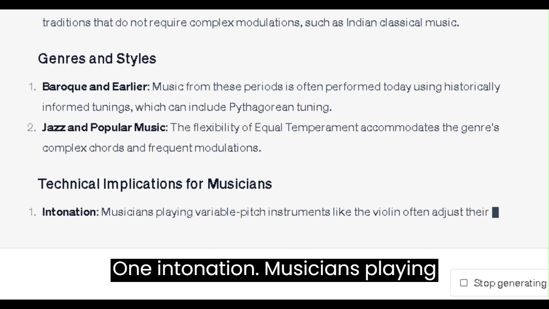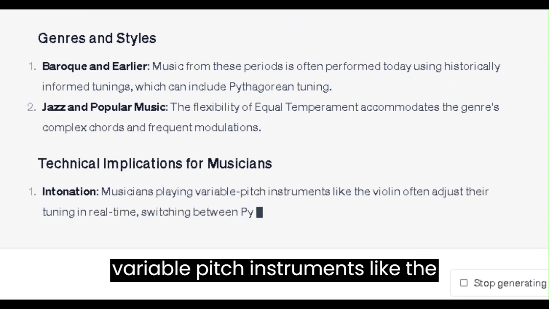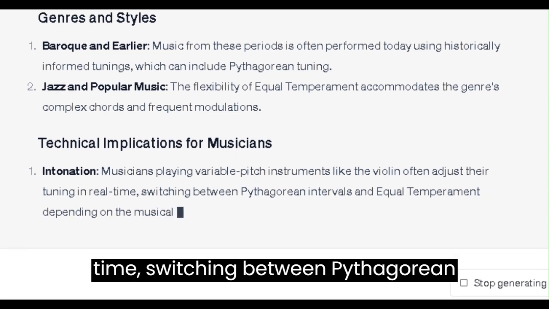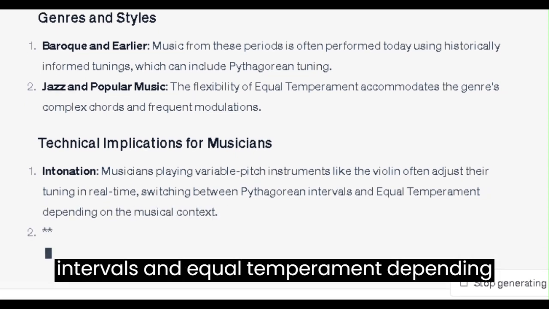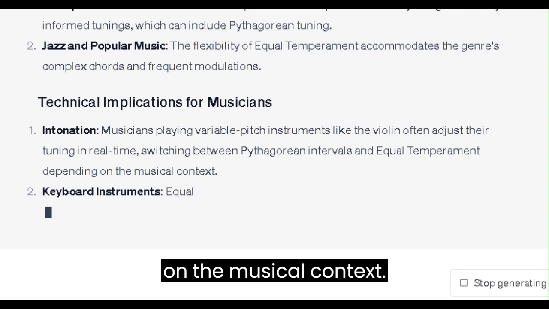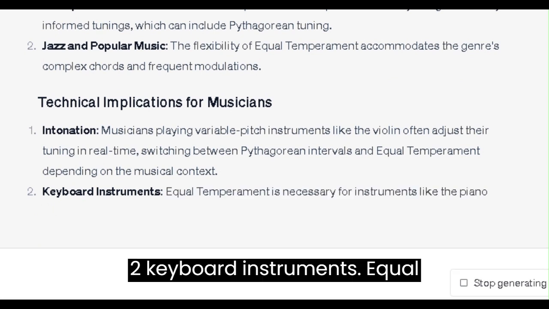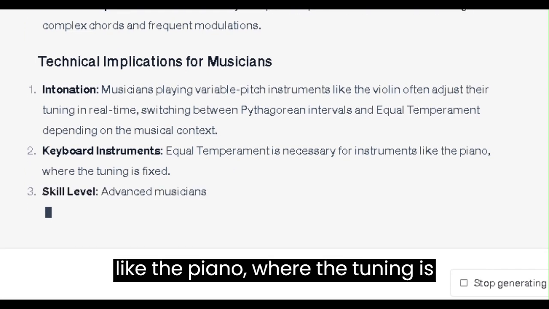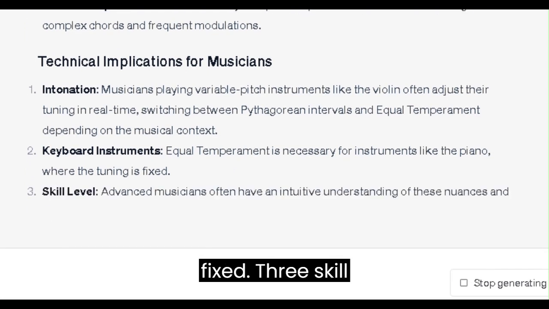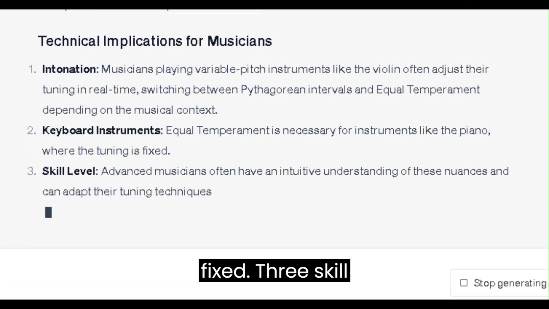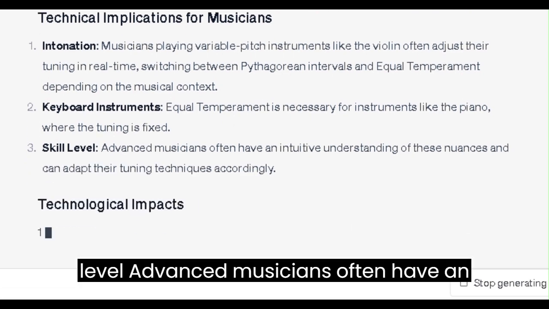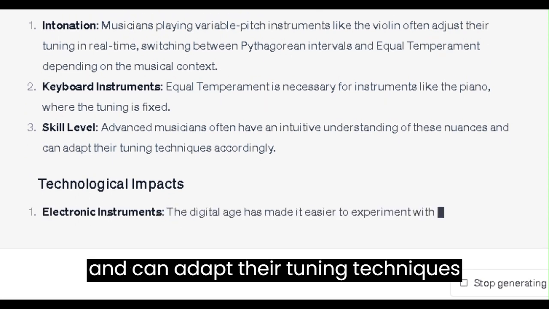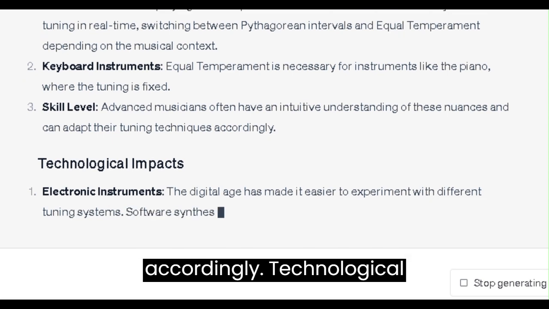1. Intonation. Musicians playing variable pitch instruments like the violin often adjust their tuning in real time, switching between Pythagorean intervals and equal temperament depending on the musical context. 2. Keyboard instruments. Equal temperament is necessary for instruments like the piano, where the tuning is fixed. 3. Skill level. Advanced musicians often have an intuitive understanding of these nuances and can adapt their tuning techniques accordingly.